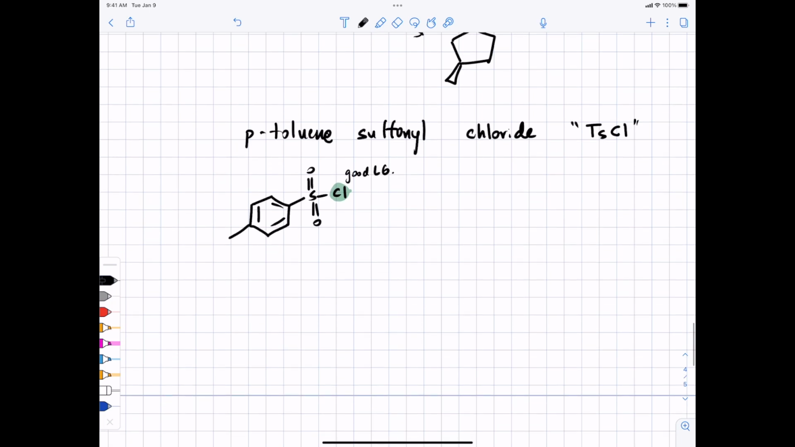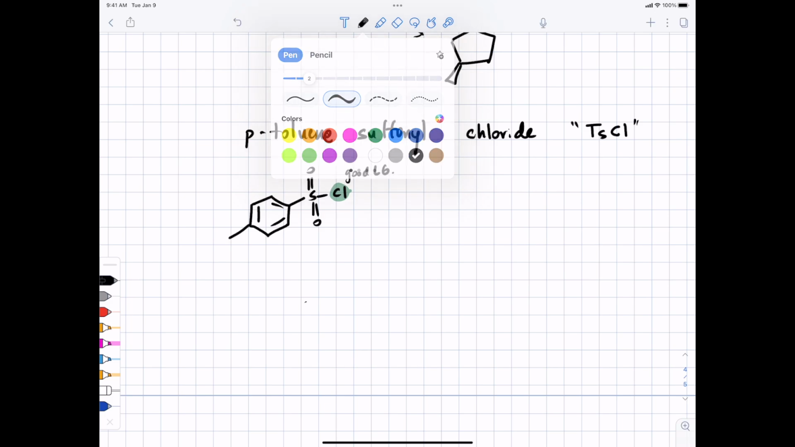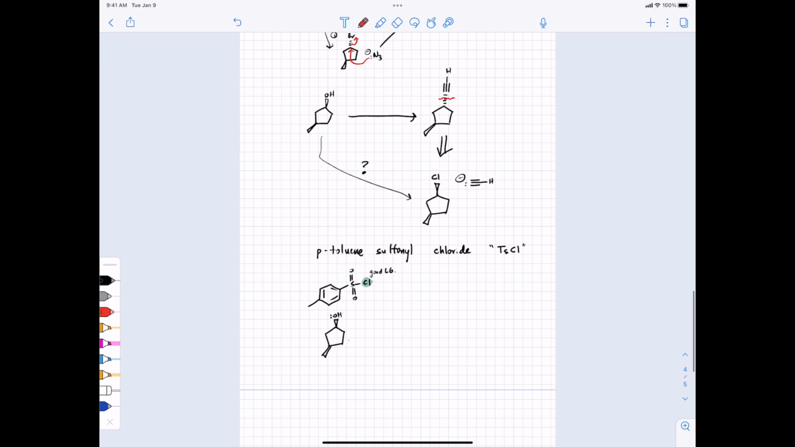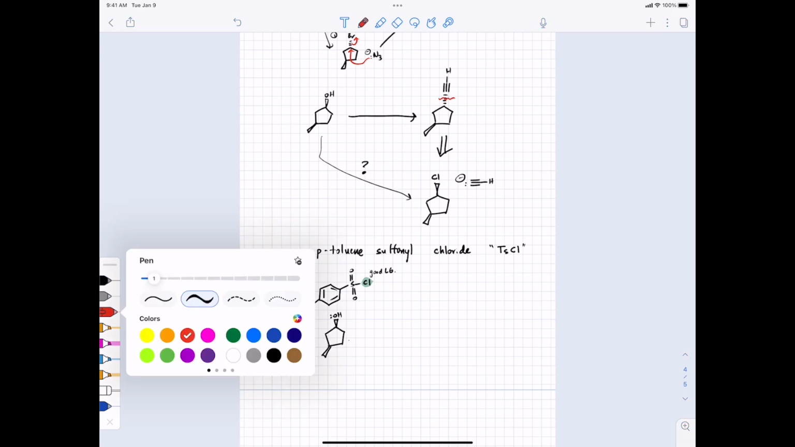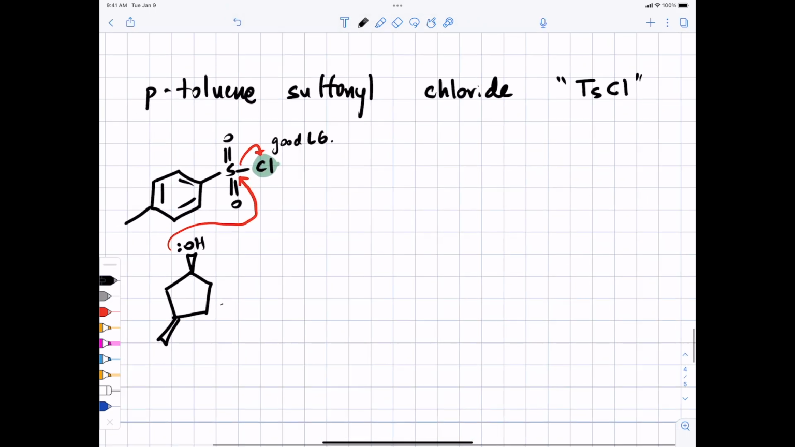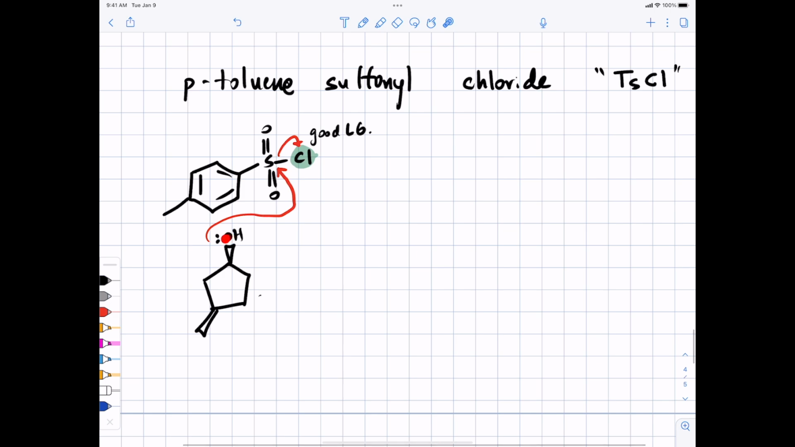And so you can actually take this alcohol that we've been talking about and have the OH group attack the sulfur in sort of SN2 fashion, and the chloride leaves. Now, that's SN2 on the sulfur, not on the oxygen. The oxygen's the nucleophile. And so that will give you this intermediate.